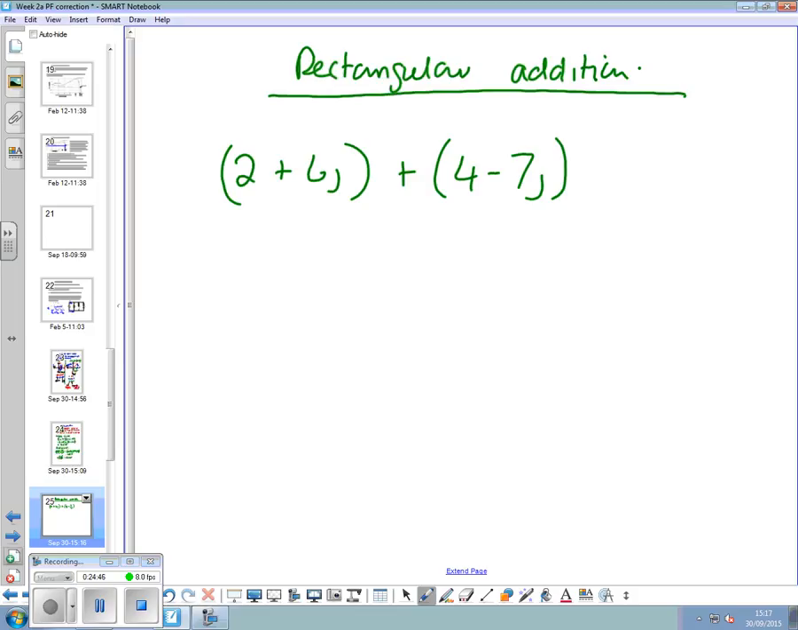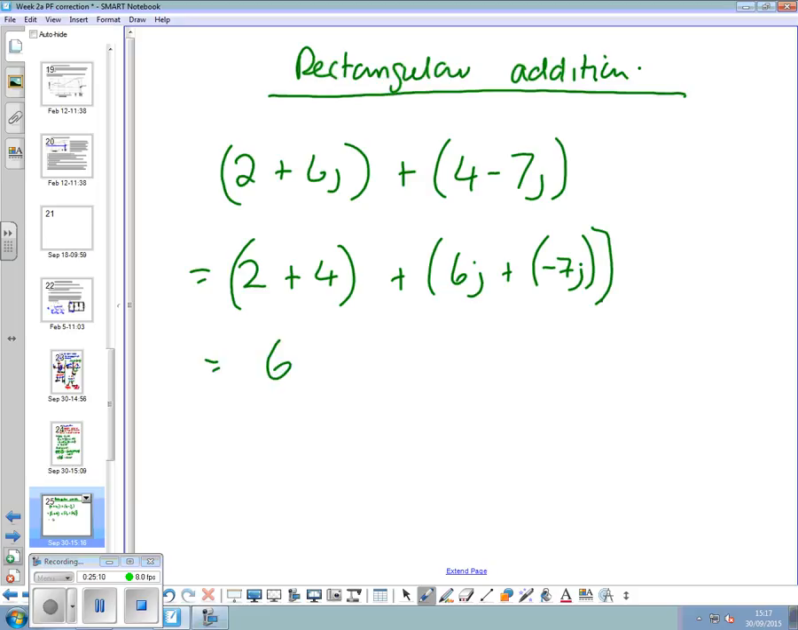Add like terms, yeah? So you add the real parts. So it's equal 2 plus 4 plus 6j plus minus 7j. To put it in its full form, which, as you rightly say, is 6 minus j, and then whatever the units are would go on the end there if there were any. Okay, so that's fairly easy, isn't it?